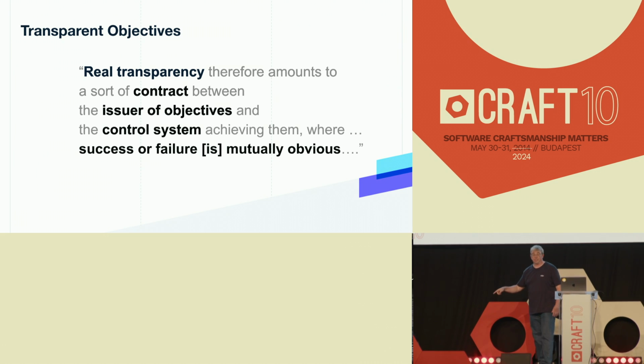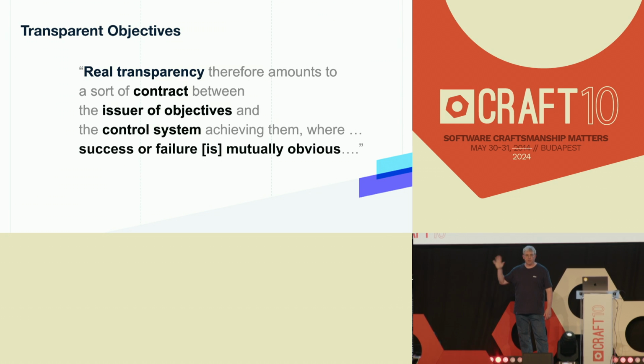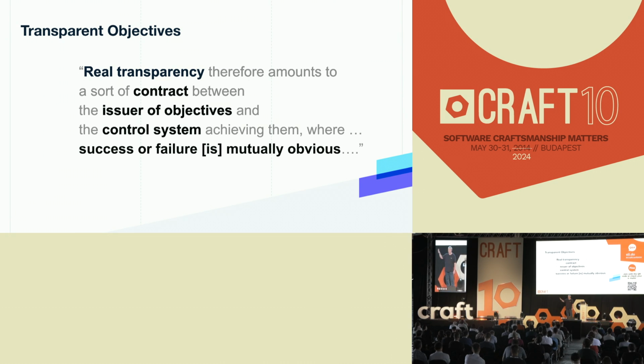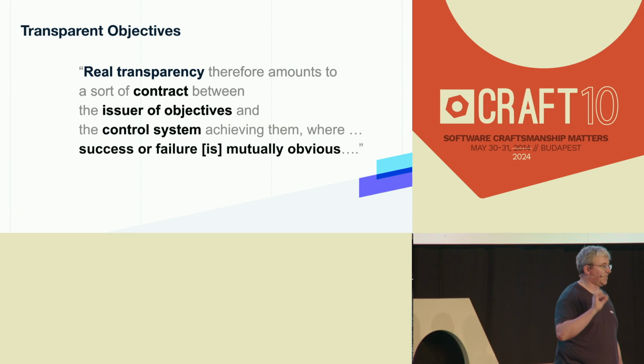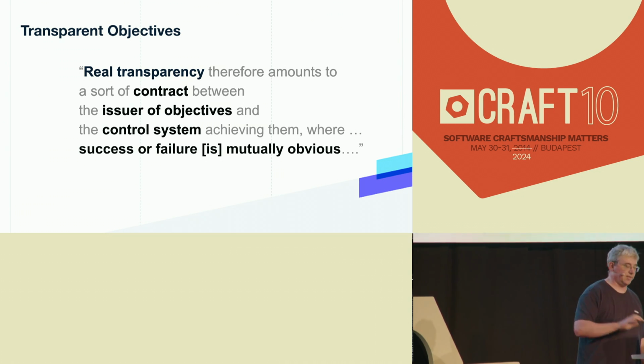I think it's actually this last statement that becomes very, very interesting. So I know that, contract-driven development, right? This is API contracts. We've heard of things like this, so this notion of contract may be a little familiar to us. What I think is really interesting is this idea that success or failure is mutually obvious, because that is the thing that we're shooting for.